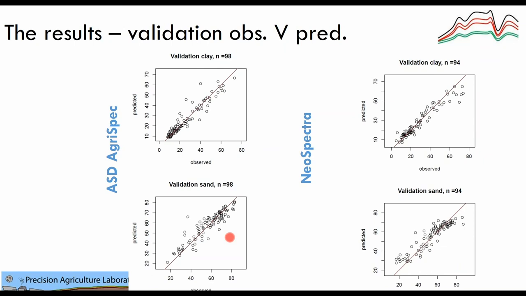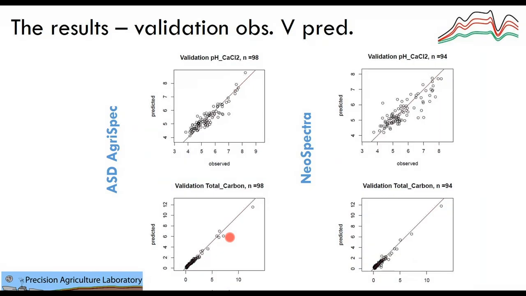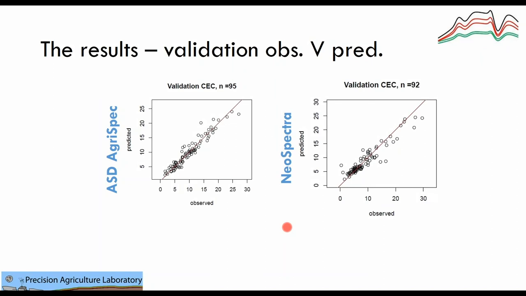Even though the results were better for the ASD, for the new spectrometer it's pretty good considering the price of the instrument. The same goes for pH and total carbon. We know that for total carbon the predictions will be much better because of the literature, as we have seen over the years. But these are certainly good results considering that this technology is available out there and it's cheap. And the same results for CEC.